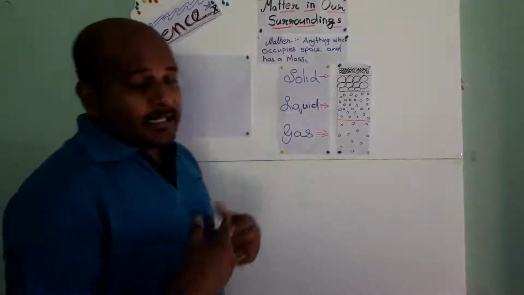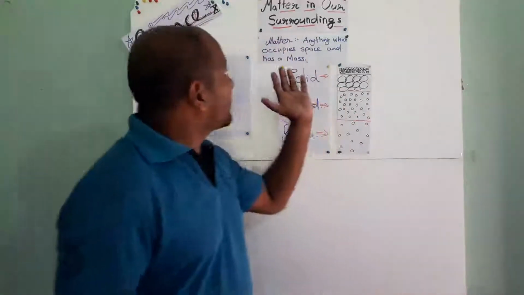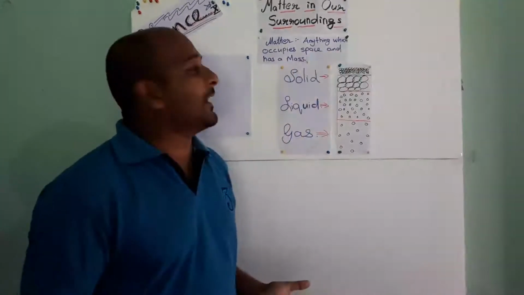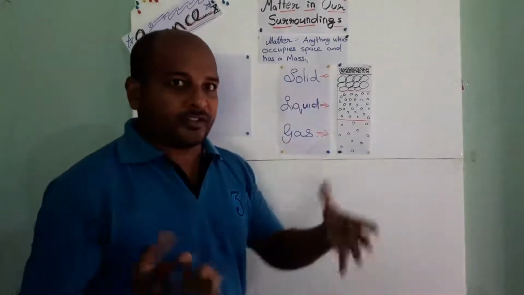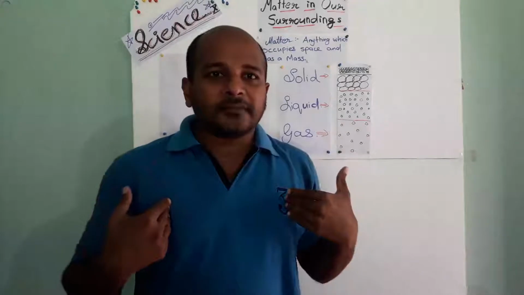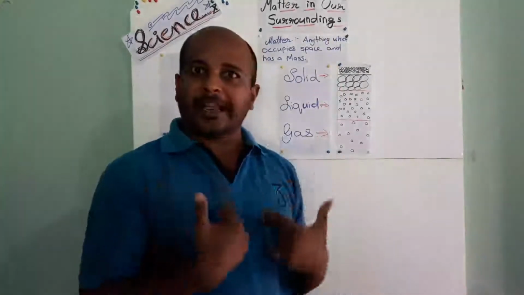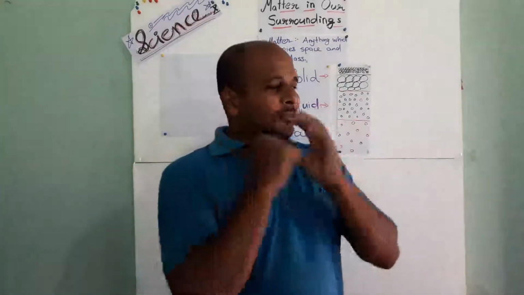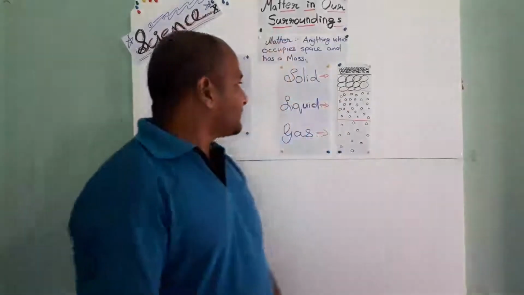So in the last class we already studied that matter is anything which occupies space and has a mass. For example, I am also a matter. I am occupying this much space, so I am also a matter here. Okay, my dear kids, then let us start.